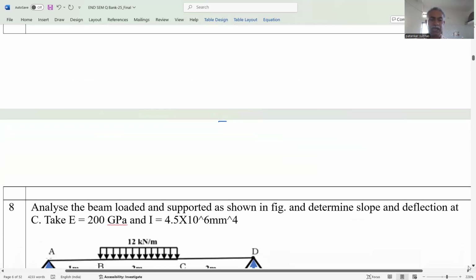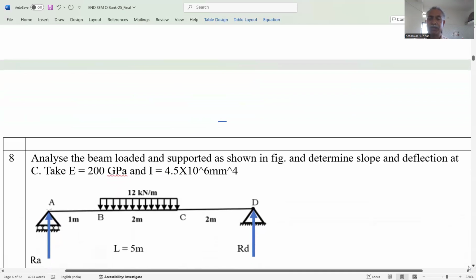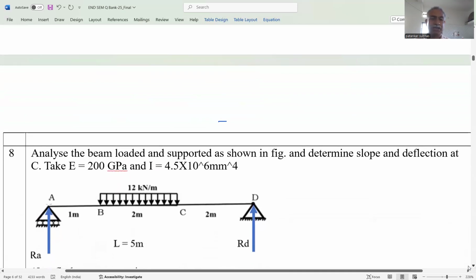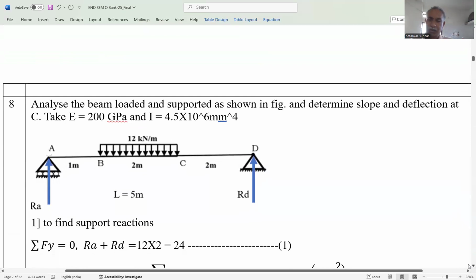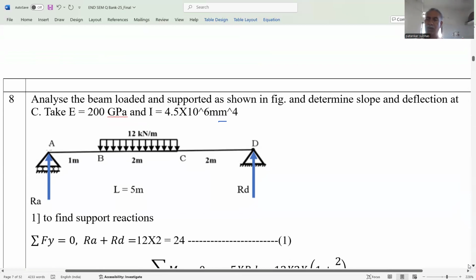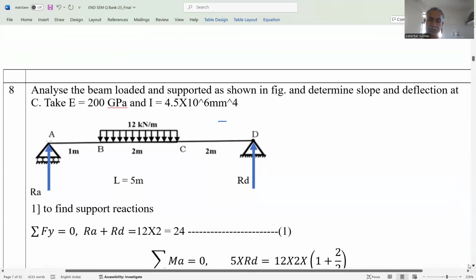Now the last problem: analyze the beam loaded and supported as shown in the figure and determine slope and deflection at C. Take E equal to 200 GPa and I equal to 4.5 into 10 raised to the power 6 mm to the power 4. Here a cantilever beam is given, a simply supported beam is given, but the method is not mentioned. Here the moment area method is not suitable, because for the moment area method direct deflection cannot be found out. Either we can use Macaulay's method or the conjugate beam method.